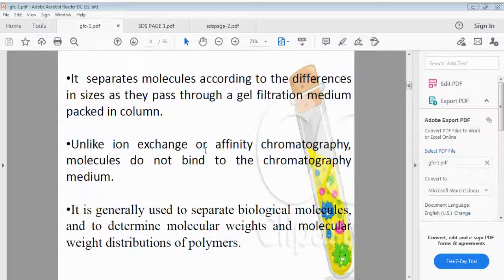Unlike that, there is no binding or affinity of any particular molecule to the column in gel filtration chromatography. So it is used to separate biological molecules, and after separation you can determine the molecular weight and also the distribution of the polymers. That is very, very important. This particular gel filtration chromatography not only separates the proteins based upon the difference in size, but is also used to estimate the molecular weight of the protein.